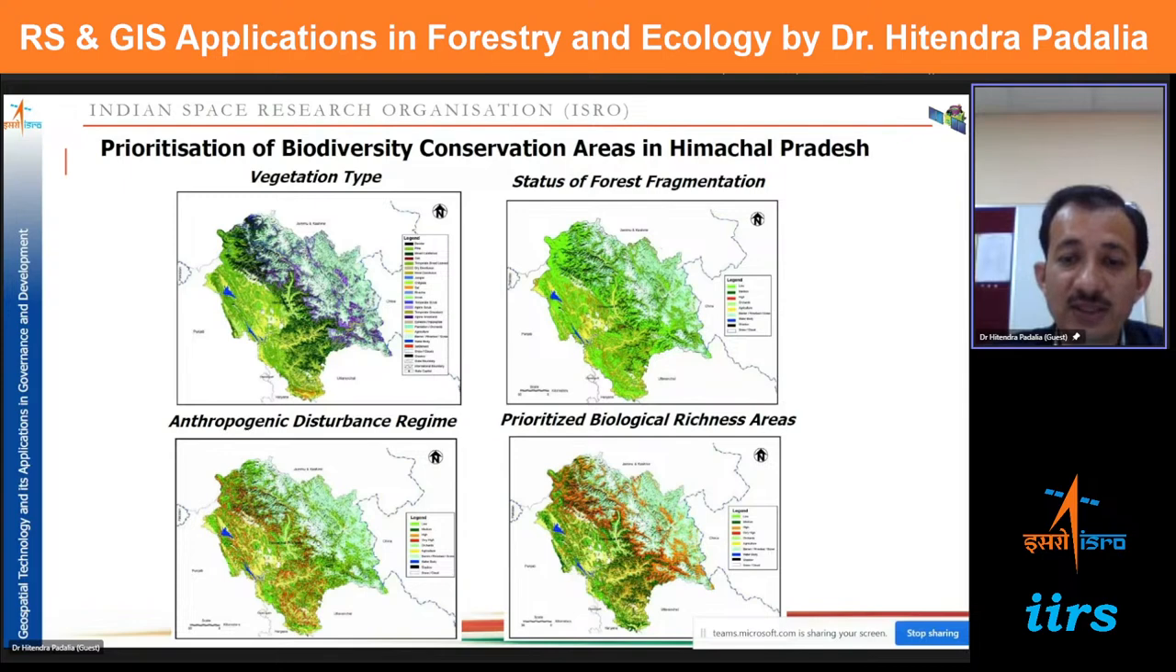So based on these maps, you can overlay the protected areas boundary and see whether our protected areas' boundaries are properly rationalized, whether they are really covering the area which requires conservation, or whether such areas are outside the protected area. Then this is not a good situation.